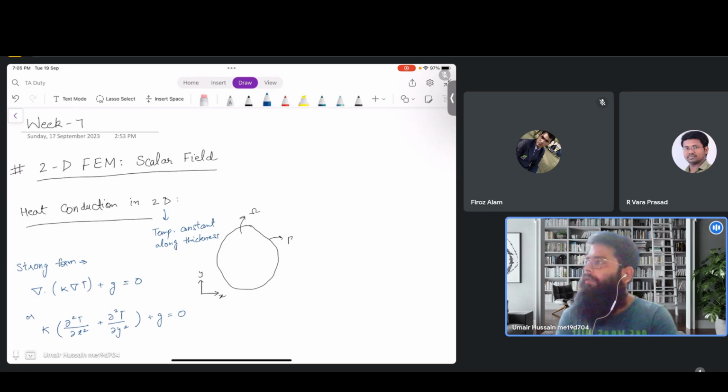Can anyone tell me what's so special about a scalar field? What is a scalar field problem in 2D FEM?